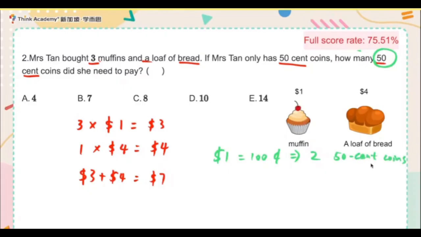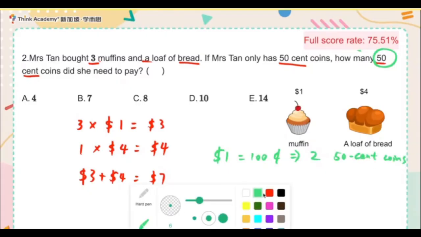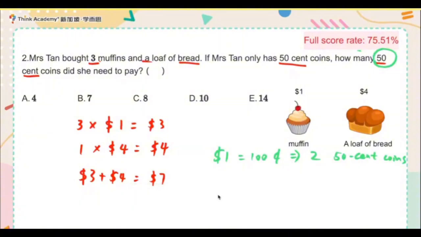So $7, that means we need how many 50-cent coins? Yeah, that will be 2 times 7 gives us 14. Okay, so actually the correct answer here should be E. Okay, understand? Give me a big thumbs up. Yes, good job, everyone. So proud of you.